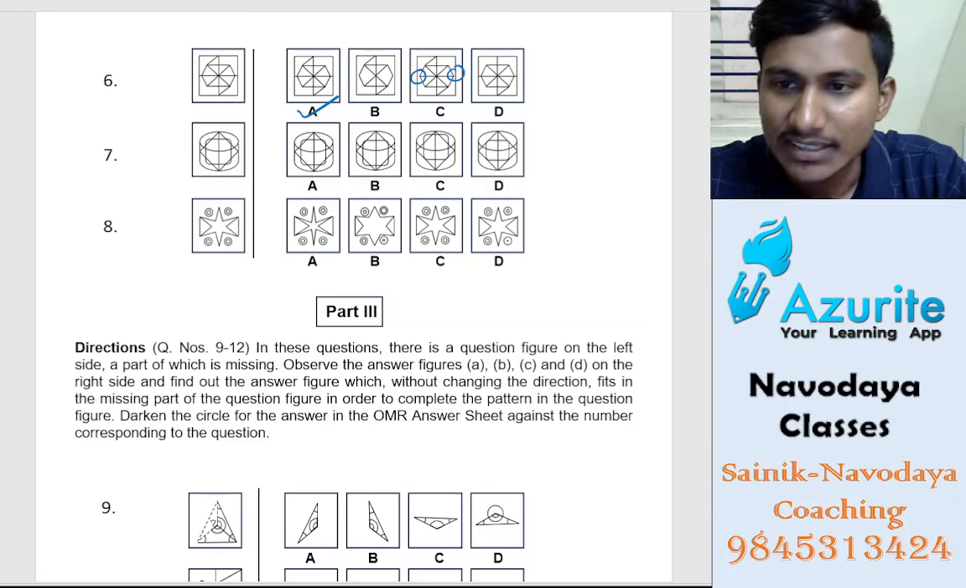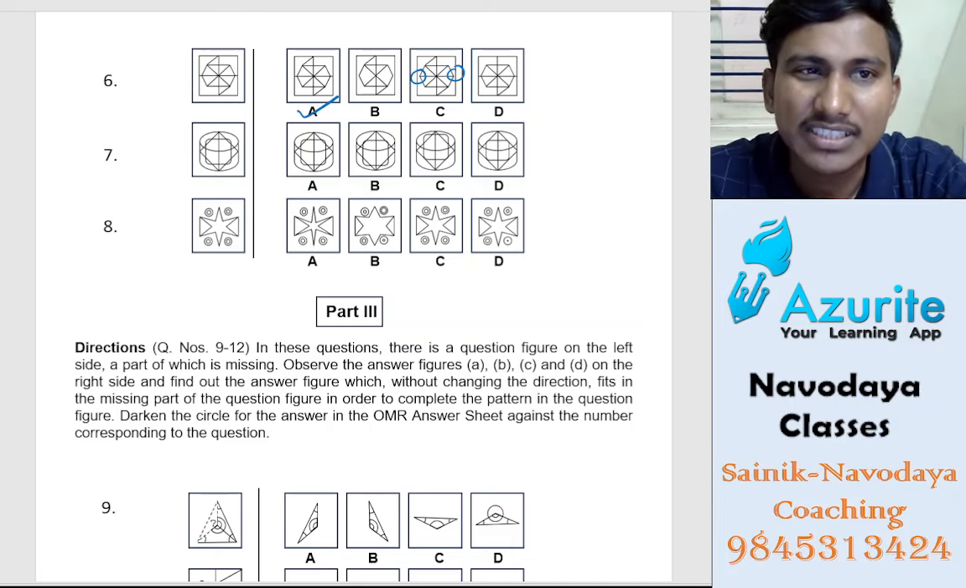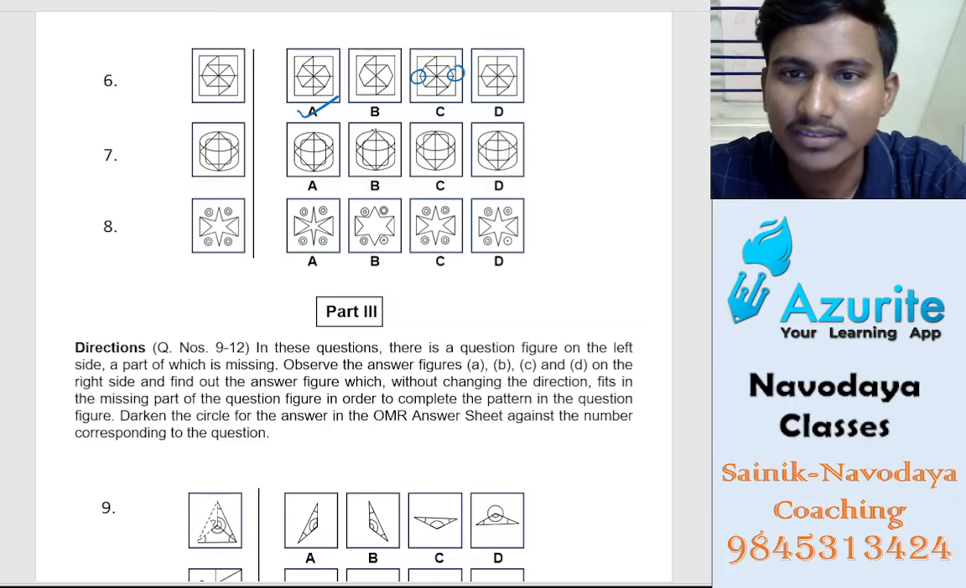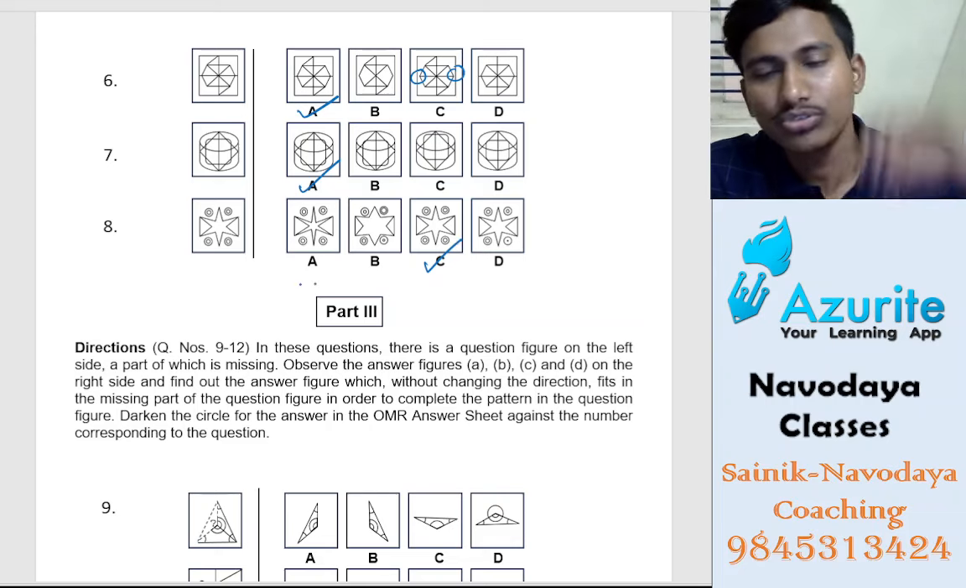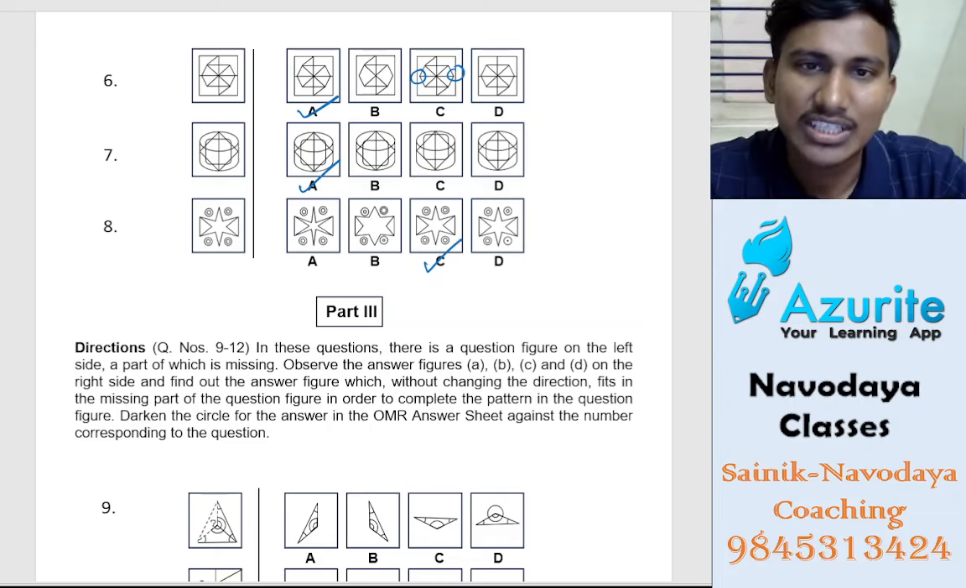Next, seventh answer, which is the same figure here? If you see, option A is the same. And the eighth one, option C is the same. We have to find the same figure. So these are the answers.